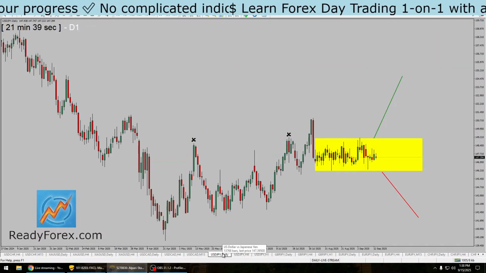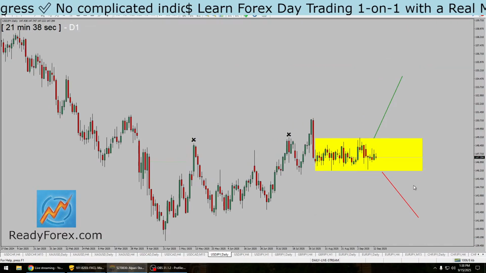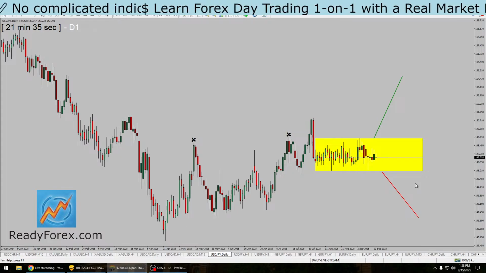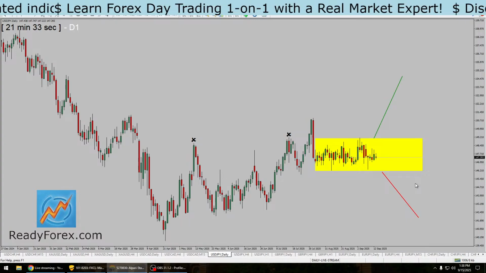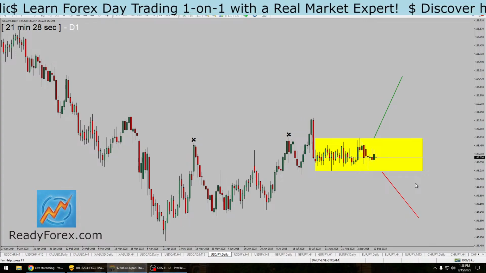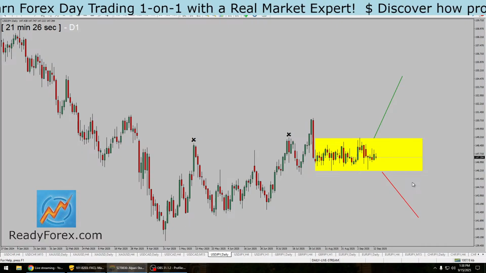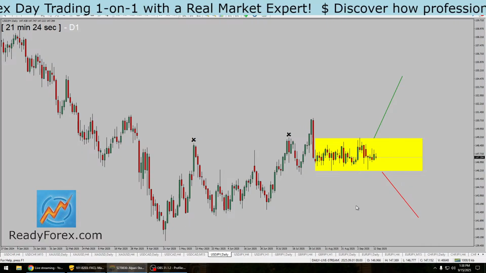Next one is the USDJPY currency pair. USDJPY is just moving inside a trading range over here, and it's a sideways market. This is the daily chart of US dollar versus Japanese yen currency pair. So waiting for a breakout.